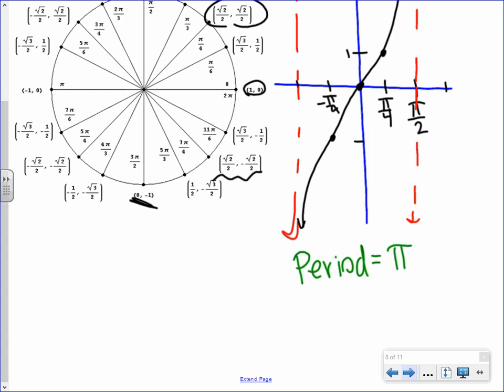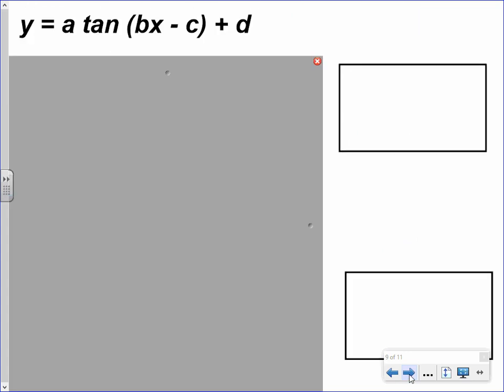Okay. Also, does it oscillate between two values? Oscillate means like bounce back and forth. Does it oscillate between two values? No. There is no amplitude in a tangent graph. Don't try to identify one. Okay? But we will use the A value to help us. Okay? So I have given you some steps to graphing a tangent function. That's the blue little sheet I just handed you.